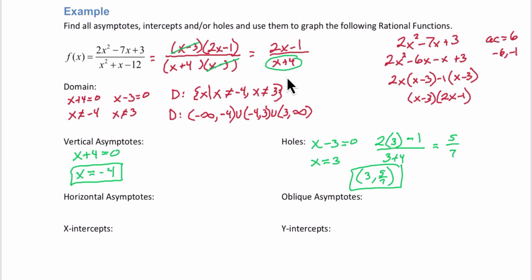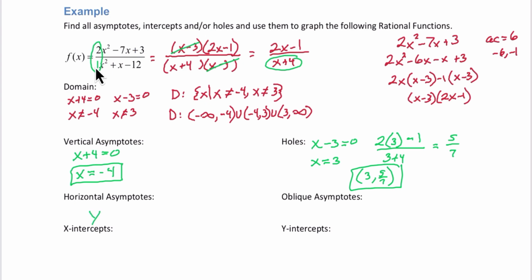To find horizontal asymptotes, we compare the degree of the numerator and denominator. Recognize that the degrees are the same. Both of these are a second degree polynomial. Since the degrees are the same, we're going to look at a ratio of the leading coefficients. The numerator has a 2, and the first coefficient in the denominator, you don't see it, but there is a 1 there. So we're really looking at 2 over 1, or simply 2.